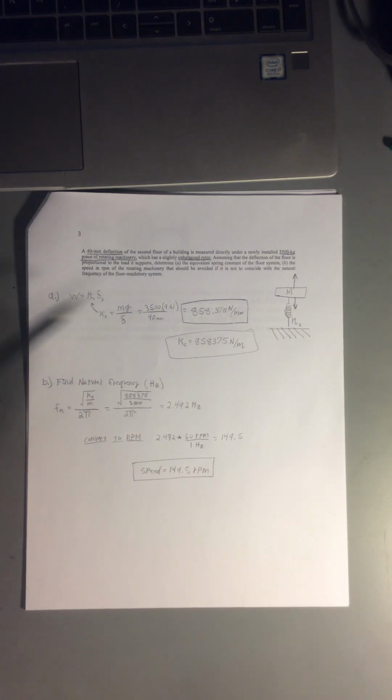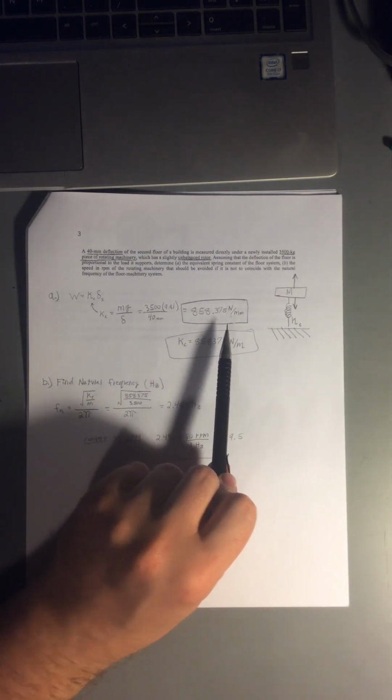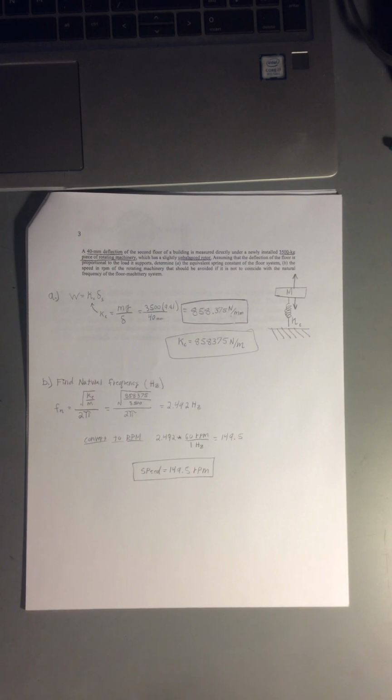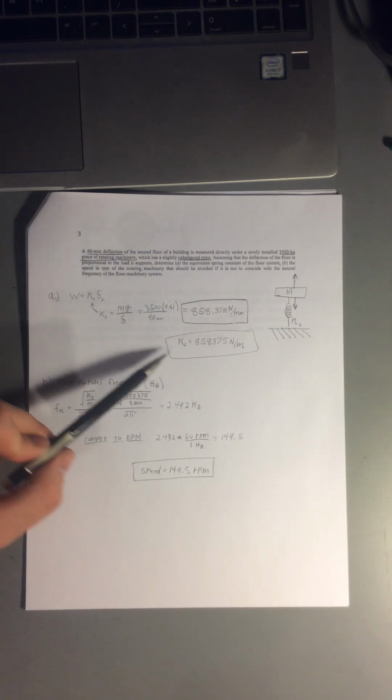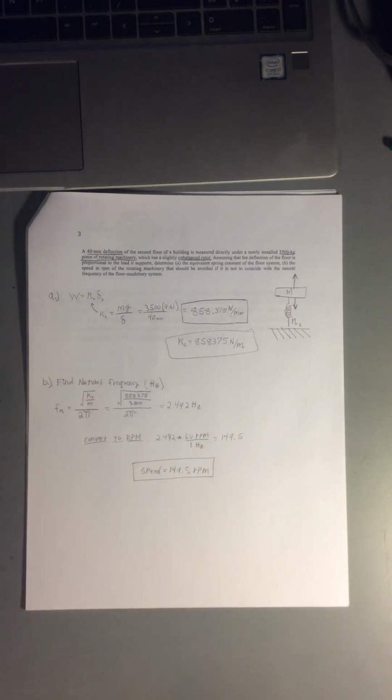And so solving that, we can find the equivalent spring constant for this deflection in the floor, and it would be 858.375 newtons per millimeter. Then we can take that value, if we want, and multiply it by 1,000 to get it into newtons per meter, which is a more common unit. So we have this value here in newtons per meter for our spring constant.